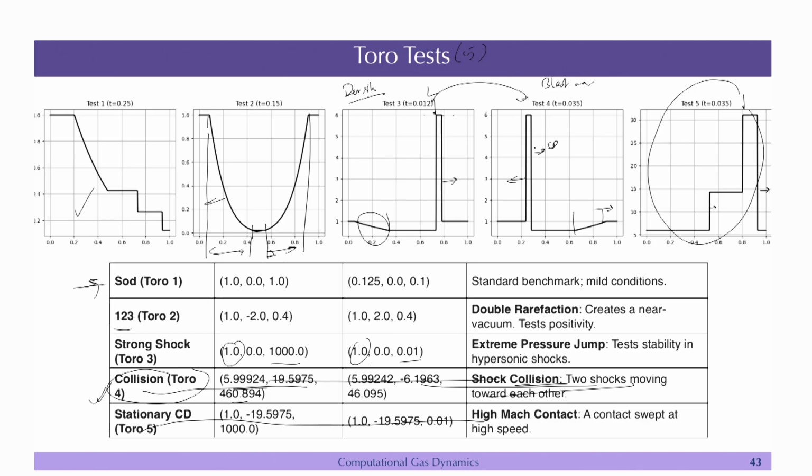Right. So these are the 5 test cases, and let us evaluate how our solvers perform. I will not discuss Rusanov, because as we discussed, this is a very dissipative solver. So we will discuss HLL, HLLC and the Roe scheme for these problems.